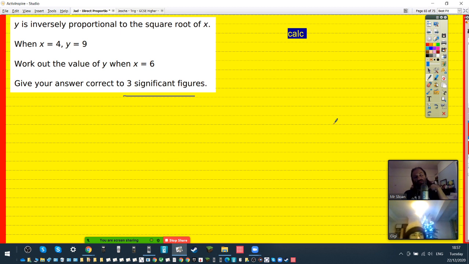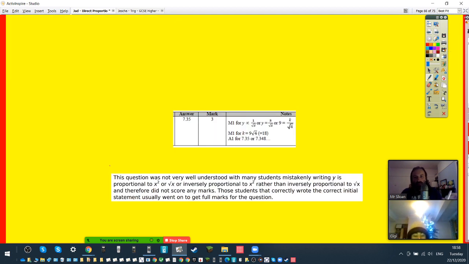So y equals 18 over x. x and root x. Yeah. It's 7.3, 7.35. What was it? 18 over root 6? Yeah, great. 7.35. Brilliant.